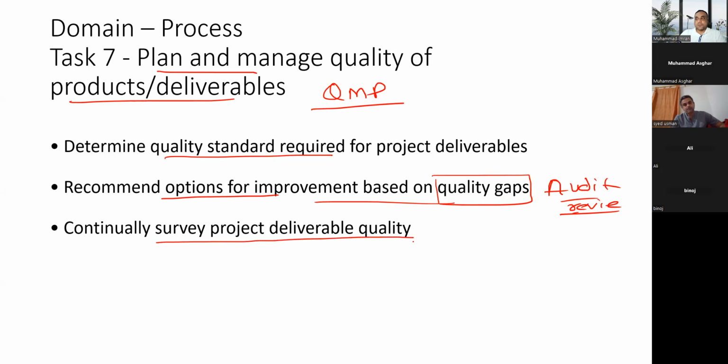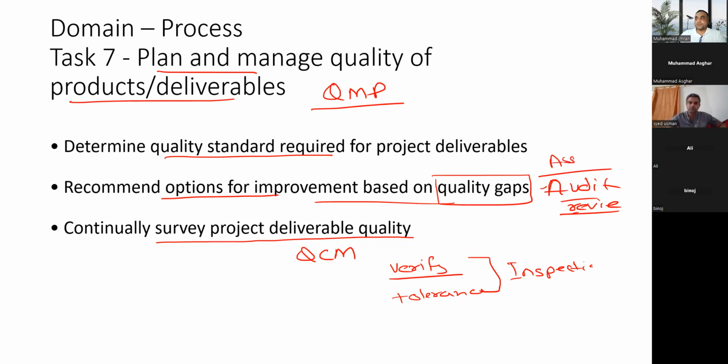Continuously survey project deliverable quality, which means we will always have quality control measurement from the quality control team. They will verify the deliverable based upon the criteria and based upon the tolerance, that is, how much tolerance is expected. To verify the deliverable, we'll perform inspection, and for audit, we'll perform assurance. And assurance is done on the process, while inspection is done on the product. So you have to plan quality, manage quality, and control quality throughout the project.